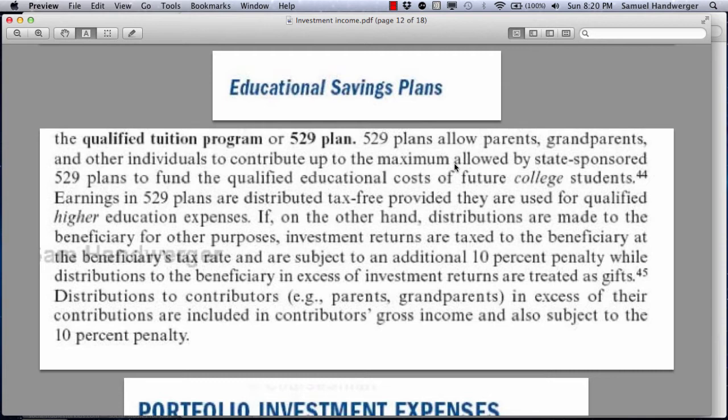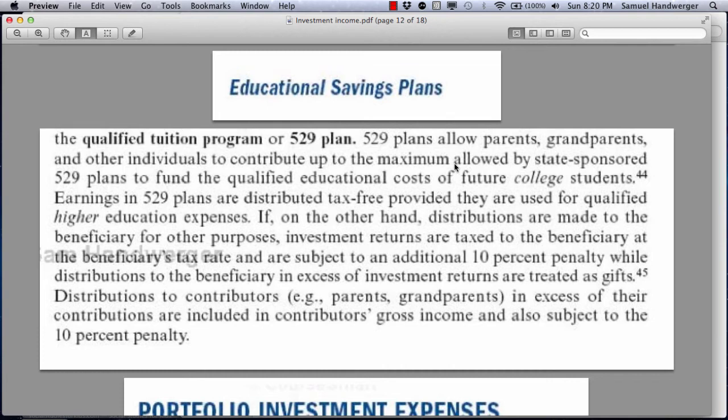Each state has a 529 plan. That's where you'll find them. They have different rules. Some are maybe better than others. If I were asked by a client, where should they invest? Which state should they invest their 529 plan in?